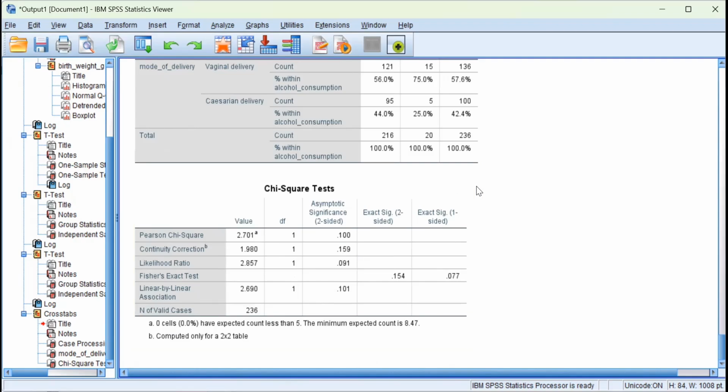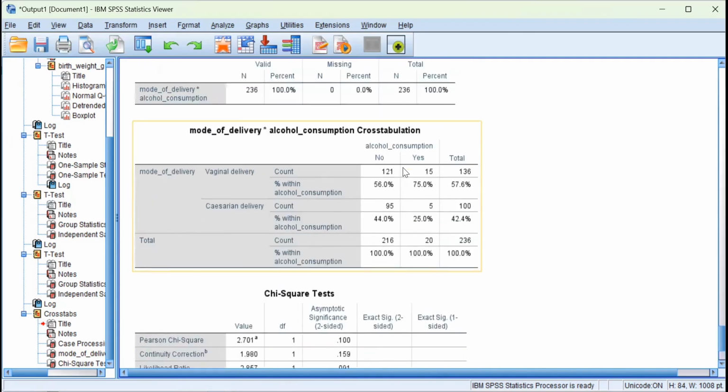You get the point now. I will share a video on how to interpret your chi-square. There's a video on how to do it, because you need to report these counts here and the percentages.